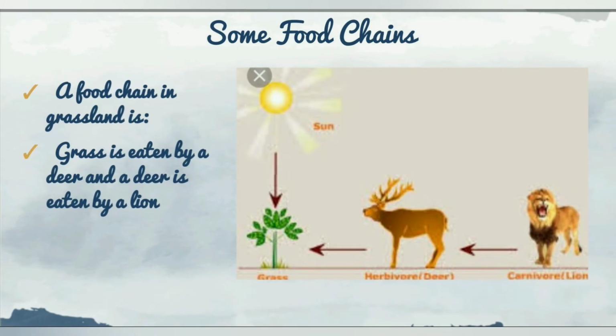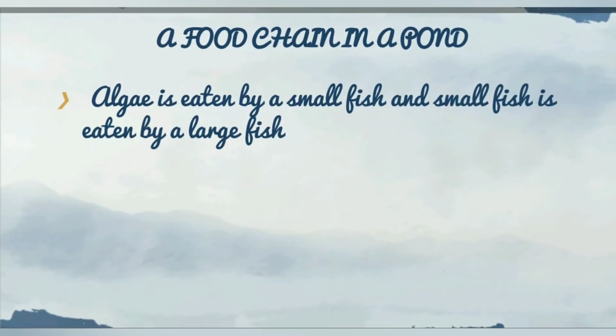It shows how energy in the form of food is passed from one organism to another. Some food chains. A food chain in a grassland: grass is eaten by a deer and a deer is eaten by a lion. A food chain in a pond: algae is eaten by a small fish and a small fish is eaten by a large fish.